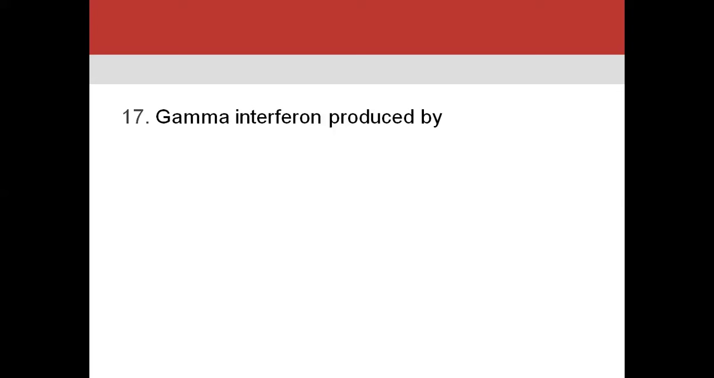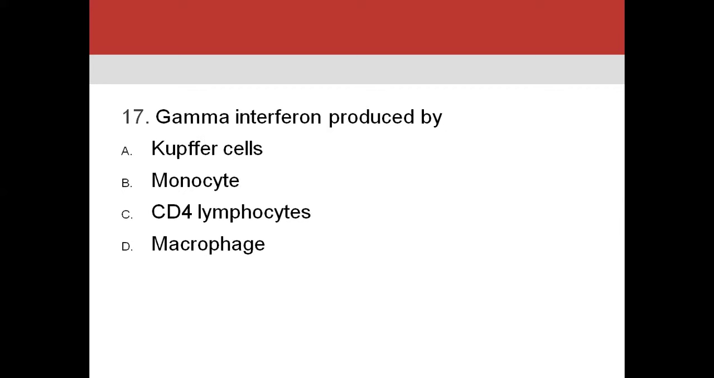Next question, gamma interferon is produced by. First of all, what is meant by interferon? Interferons are glycoprotein substances with antiviral activity. Gamma interferons are produced by A, Kupffer cells, B, monocytes, C, CD4 lymphocytes, and option D, macrophage. Here the right answer is option C, CD4 lymphocytes.